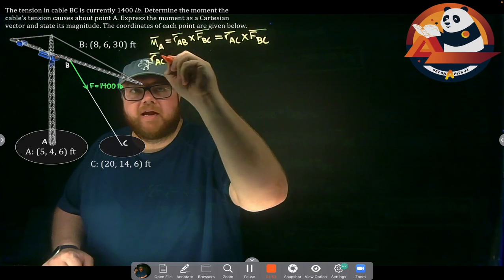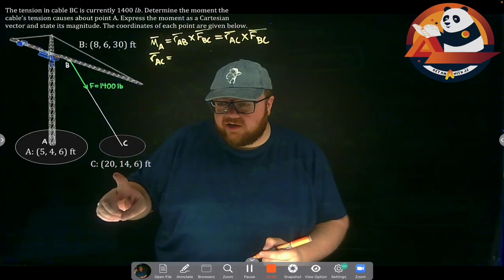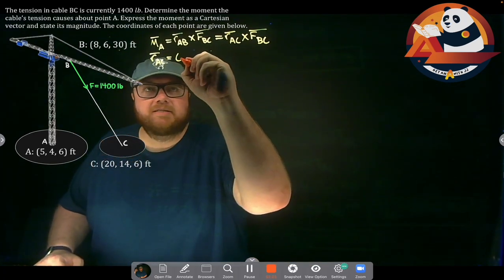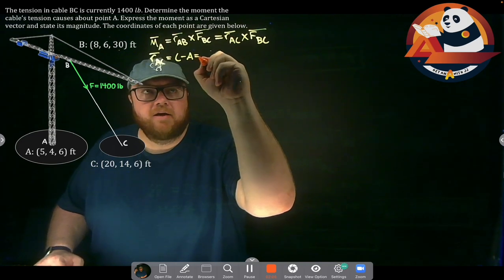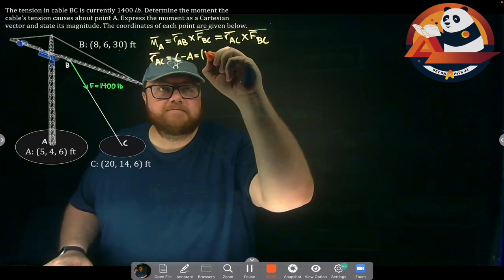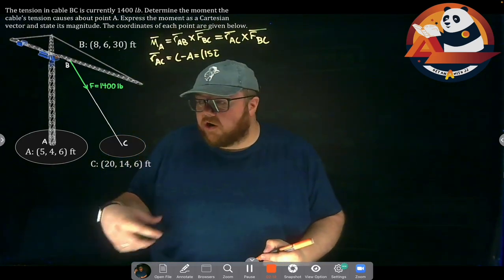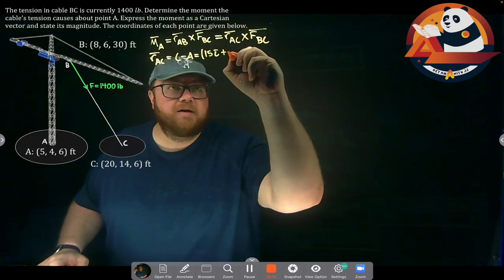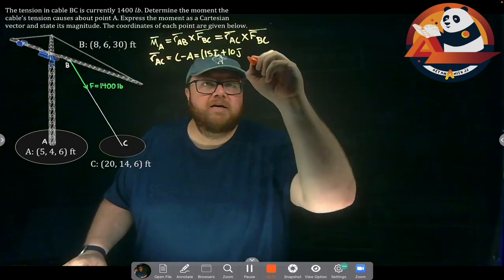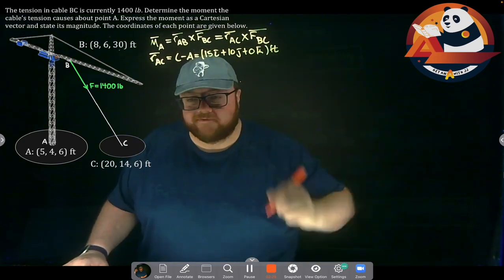RAC should be a vector that goes from A to C, so it should be the coordinates of C minus the coordinates of A. This is C minus A. That will get us 20 minus 5, 15i, 14 minus 4 would be plus 10j, and then 6 minus 6 will get us plus 0k feet.